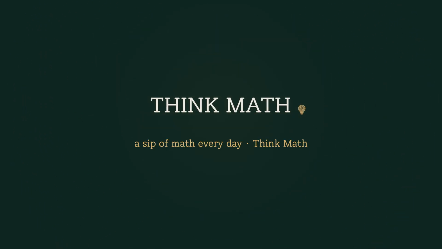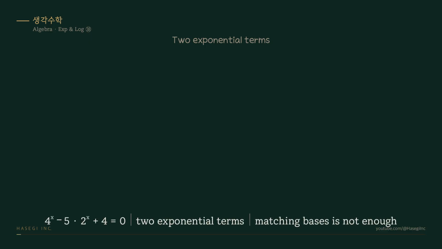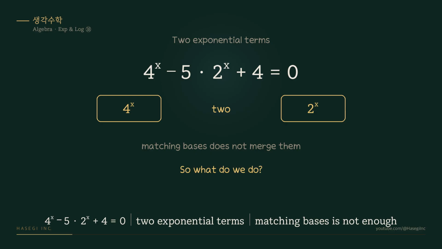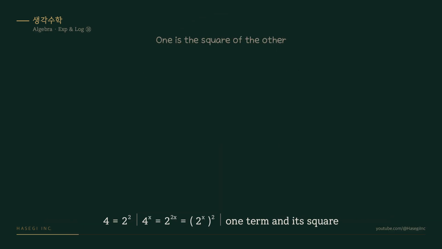Think math. This equation is a little different. 4 to the x minus 5 times 2 to the x plus 4 equals 0. There are two exponential terms sitting there. Even if you match the bases, they do not collapse into a single term. So what do we do? There is one thing to notice here.